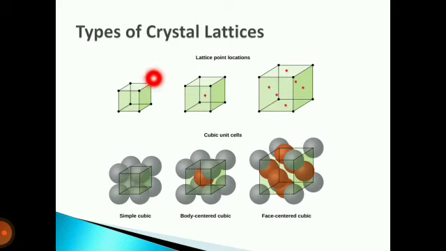Now these are the types of crystal lattices that we have studied so far: simple cubic, body centered cubic and face centered cubic. Okay. So these 3 images signify the lattice point locations as we have studied. In simple cubic, every corner of the cube is occupied by the atom. In BCC, along with the corner atoms, at the center of the unit cell, there is one atom present, that is body centered.